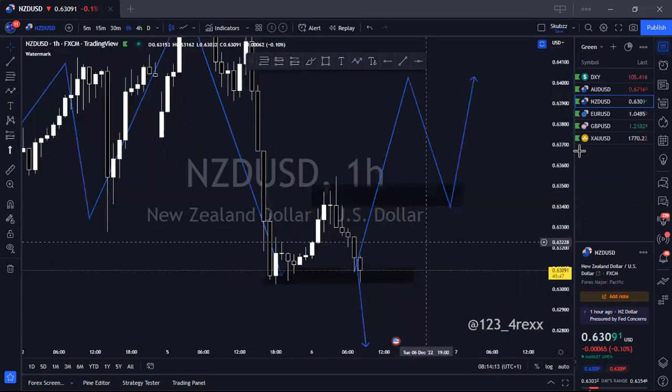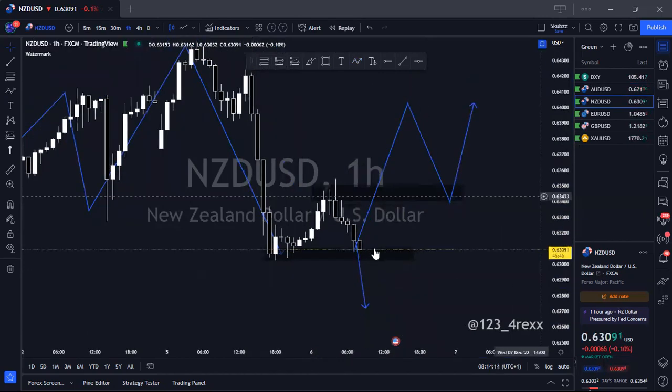So it's just to wait and see how price will behave at this low that it is currently at. Whether this 8 o'clock candle is going to break structure, then we'll start jumping on the trade. So that's what I'm going to be looking out for on NZDUSD.